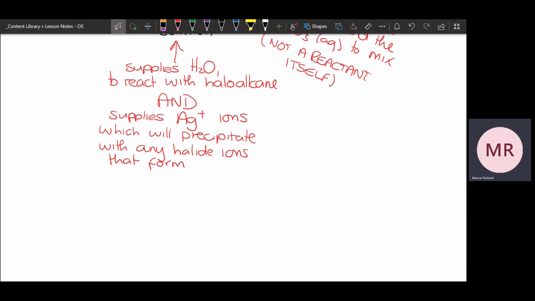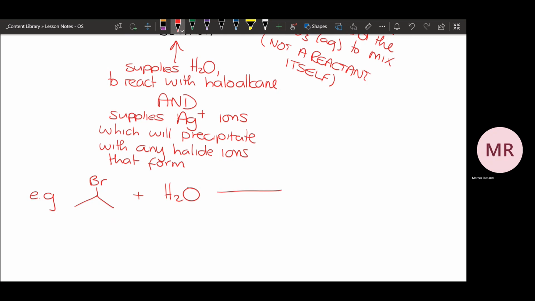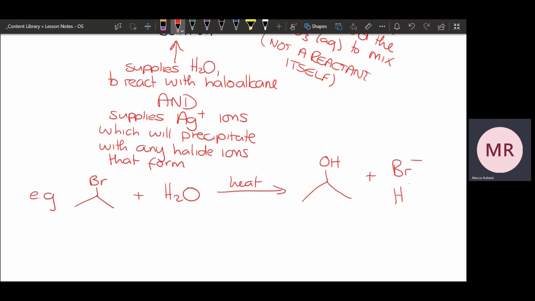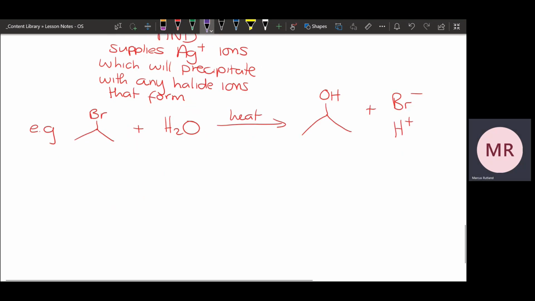So what's actually going on is, let's say we're taking 2-bromopropane reacting with water. It will need a bit of heat, and we'll get the halogen knocked off and an OH group put on. From the halogen coming off we'll get Br-, and we'll also get H+, where the water drops one of its hydrogens. And then as that bromide ion comes off, it reacts with Ag+.